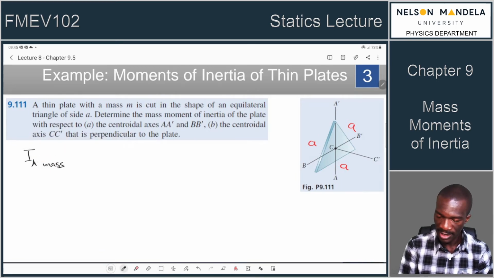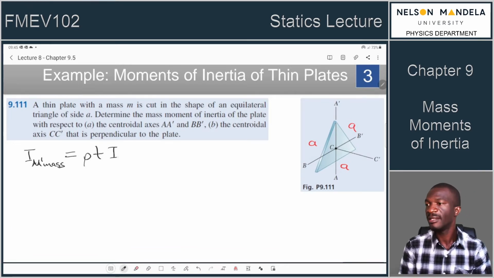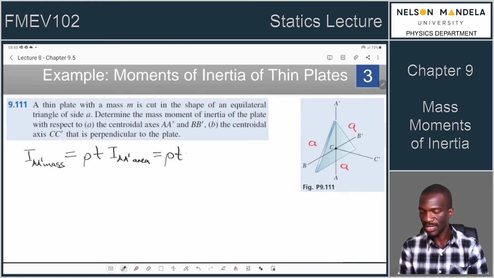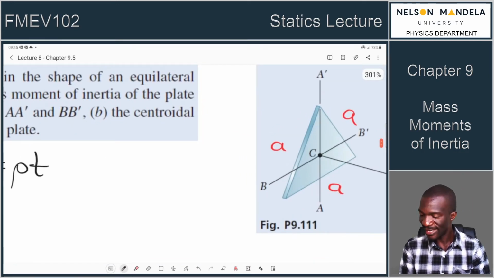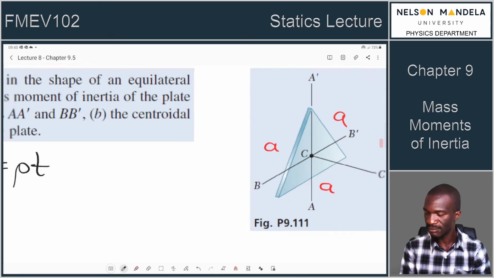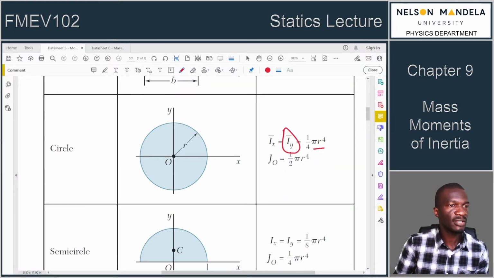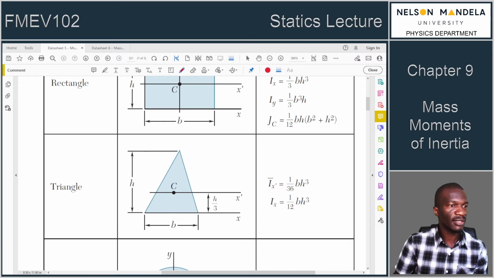The IAA prime mass would be equal to, we now know that it's simply rho t, and then IAA prime of the area, which is the second moment. Right, so this would be rho t of what? Sorry, what is the second moment of a triangular area about a vertical axis? So this is our vertical axis AA prime. So let's jump onto the tables. We are looking for a triangle, area moment, triangle. There we have it.